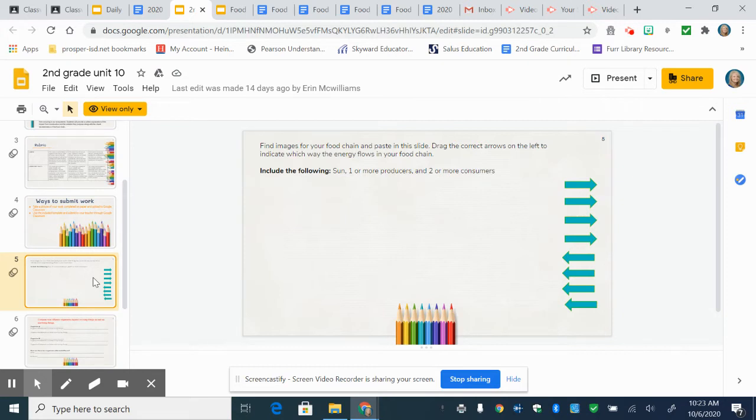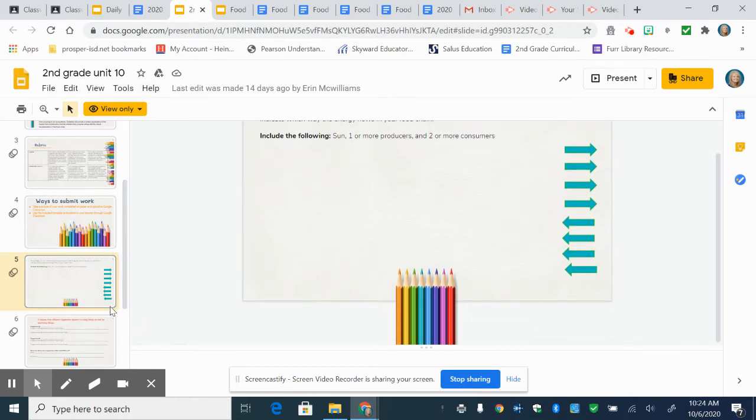Okay, here are your arrows showing how the transfer, excuse me, drag the correct arrows to indicate which way the energy flows from your food chain. Okay, so you have to include the sun, one or more producers, and two or more consumers. Okay, so the producer makes his own food, the consumers eat things. So you're going to create a food chain here. Okay, remember you can go to insert image from the web, just like yesterday.